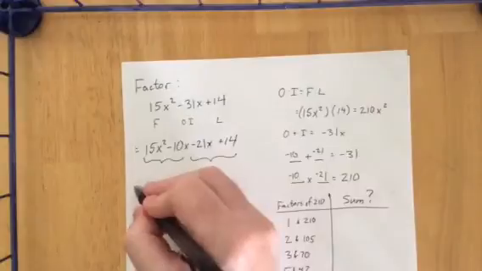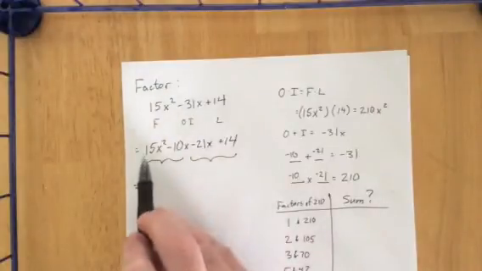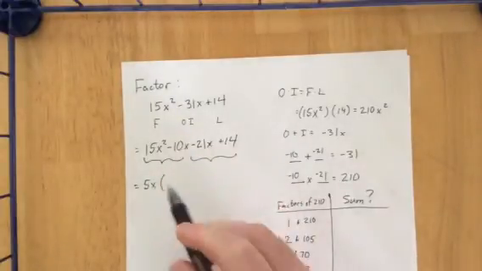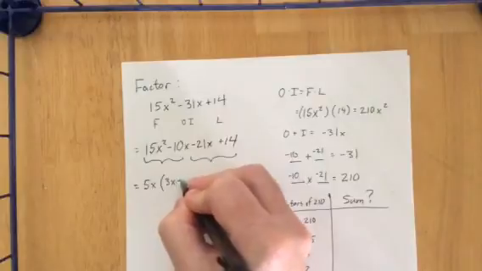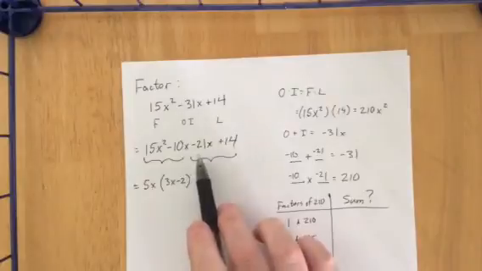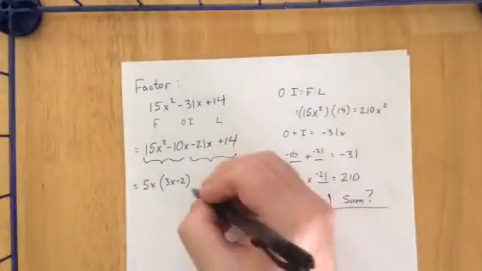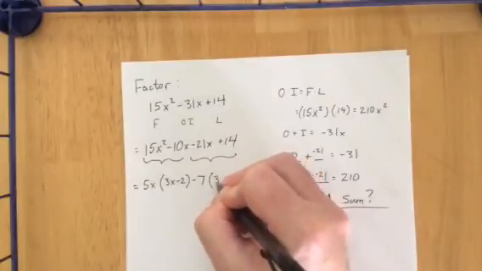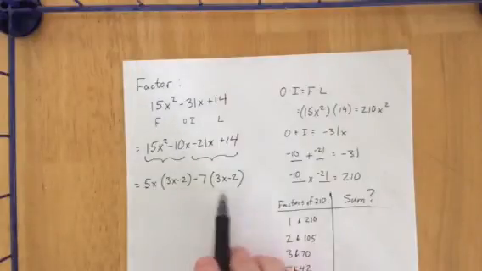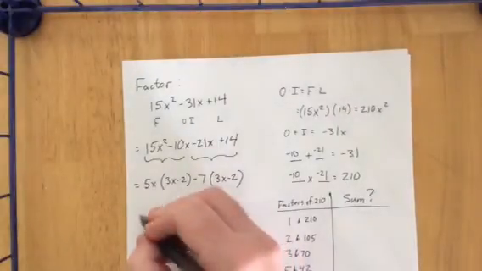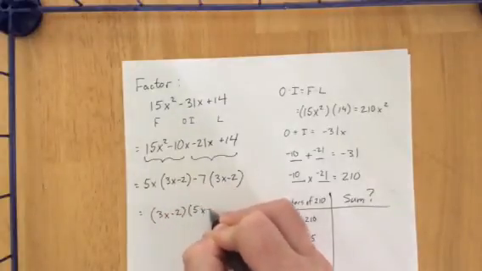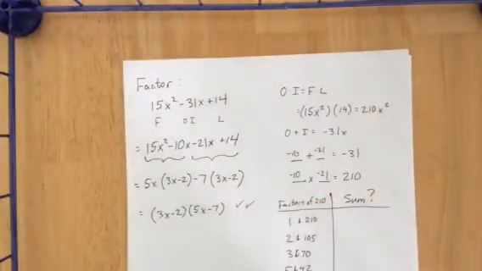Now, first group doesn't start with a negative, so the greatest common factor that I'm going to pull out, 15 and 10 have a 5 in common. X squared and x have an x in common. If we pull those out, we've got a 3x minus 2 left over. Now, second group does start with a negative, so I am going to pull out a negative greatest common factor. 21 and 14 have a 7 in common. So that's what I'm going to pull out. As soon as I get to this step, I know I'm on the right track because my leftover factors match. Now I can pull that out as a greatest common factor. We'll wind up with a 3x minus 2 and a 5x minus 7 for a final answer.